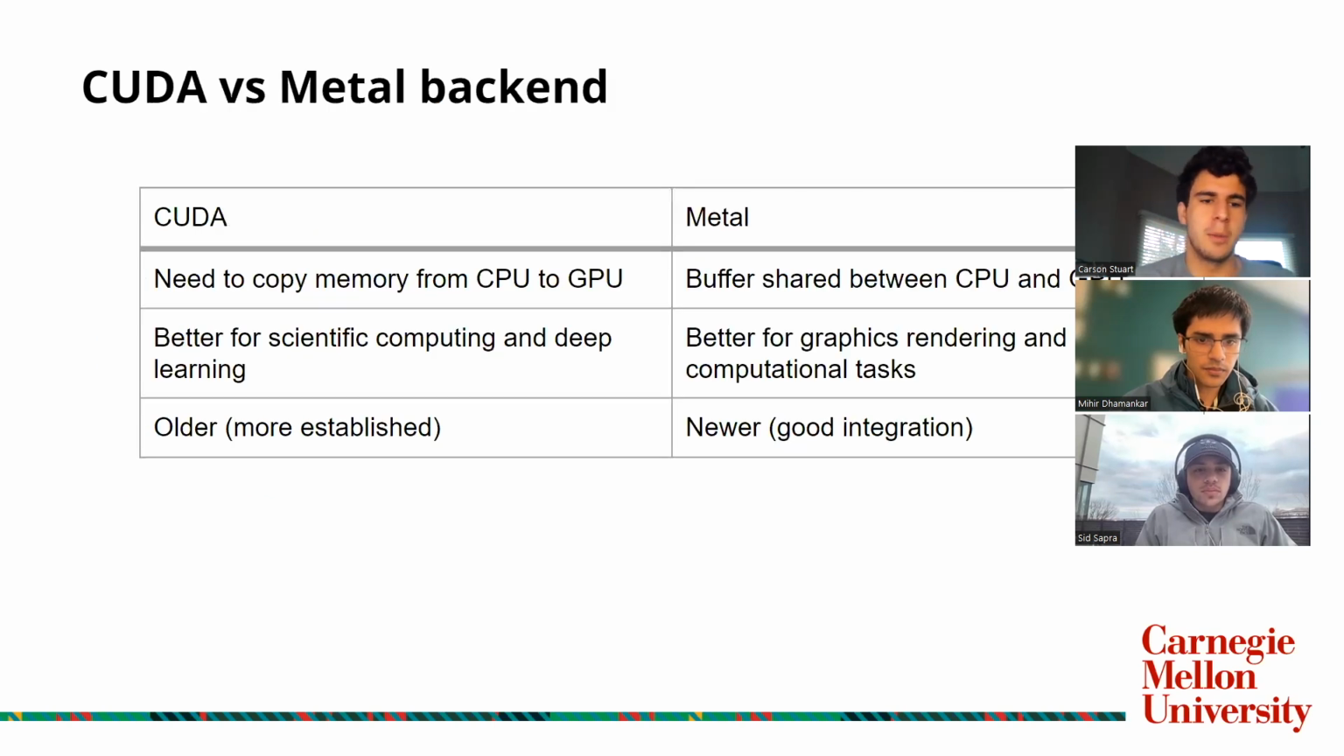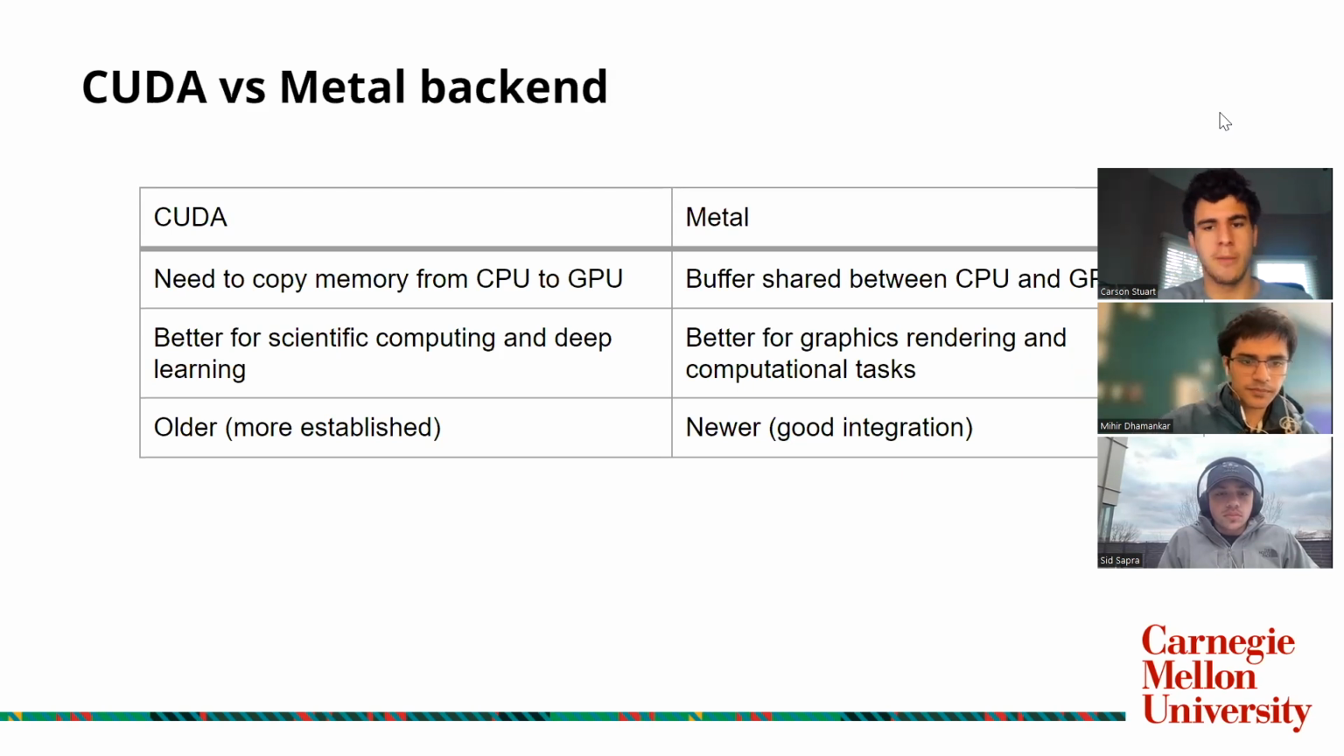And some differences between them. With CUDA, you need to copy memory from CPU to GPU, while Metal shares a buffer between these. And CUDA has historically been better for scientific computing and deep learning, while Metal is better for graphics rendering and computational tasks. And this is due to CUDA being older and more established.